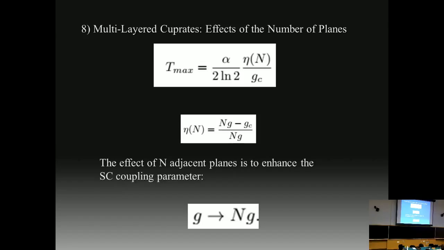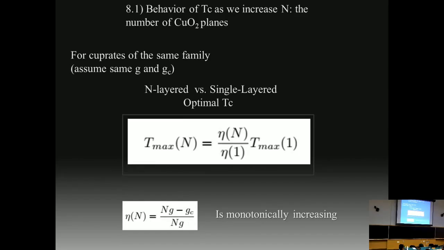Now for the two other effects which I mentioned. If you take a multilayered compound, Tmax is given by this. Now if we assume that for one family G and Gc are always the same, we see that the effect of n adjacent planes is to enhance this. So if we take the ratio, Tn over T1 is just this ratio.